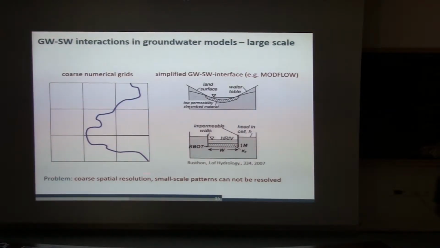The problem there is that it's relatively coarse and you cannot really resolve smaller scale patterns. So if you're interested in certain ecological aspects, this is not the way to go. And this originally was used for things like larger scale water balances, like conjunctive use scenarios, groundwater recharge estimates for regional aquifers, for example.